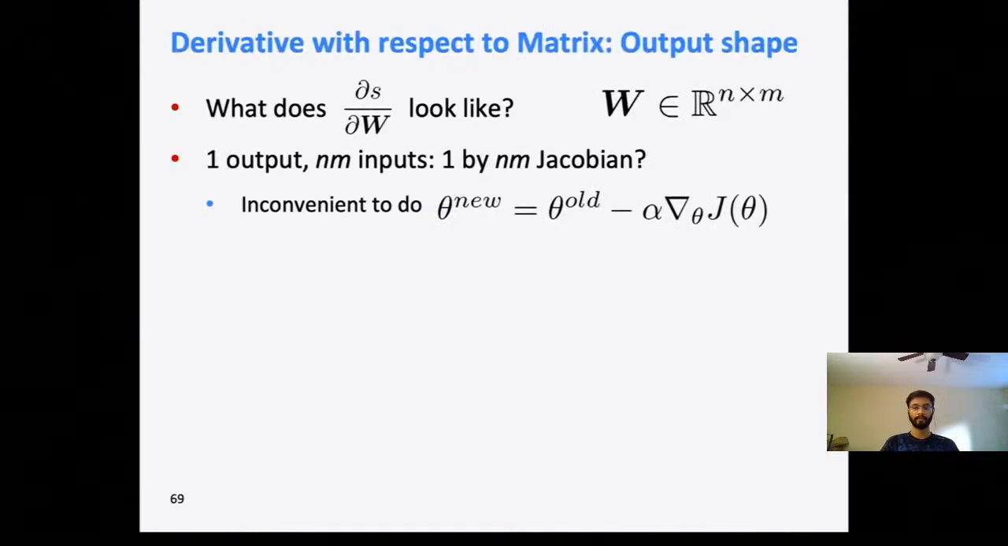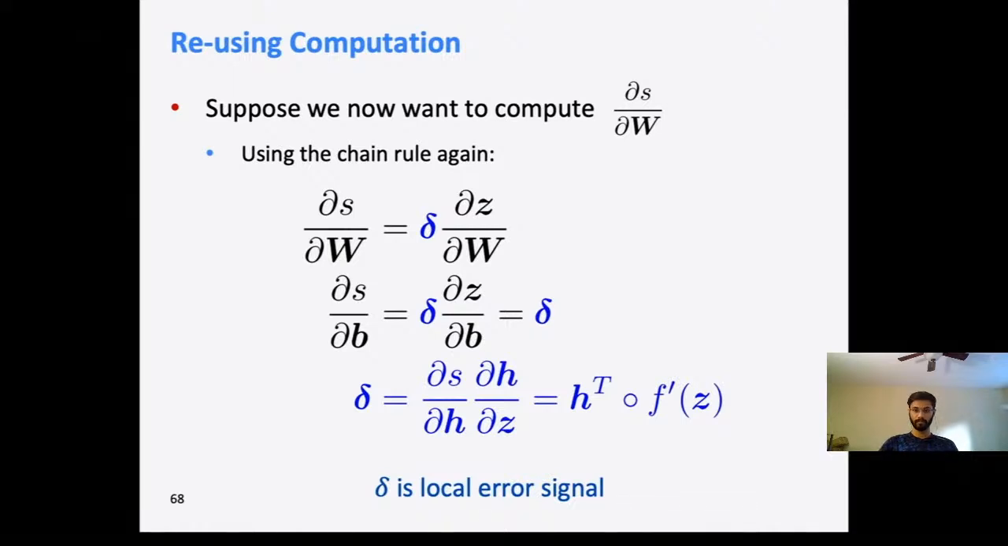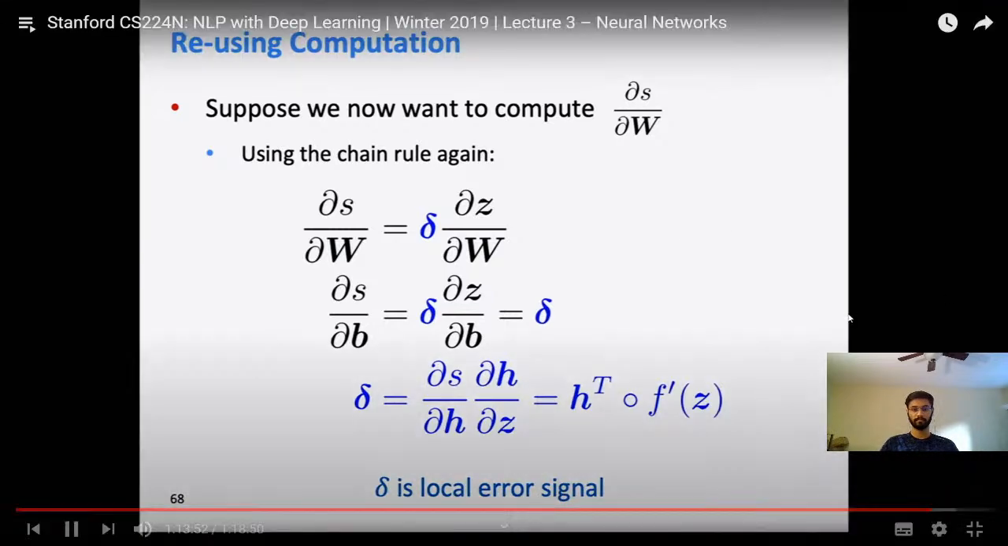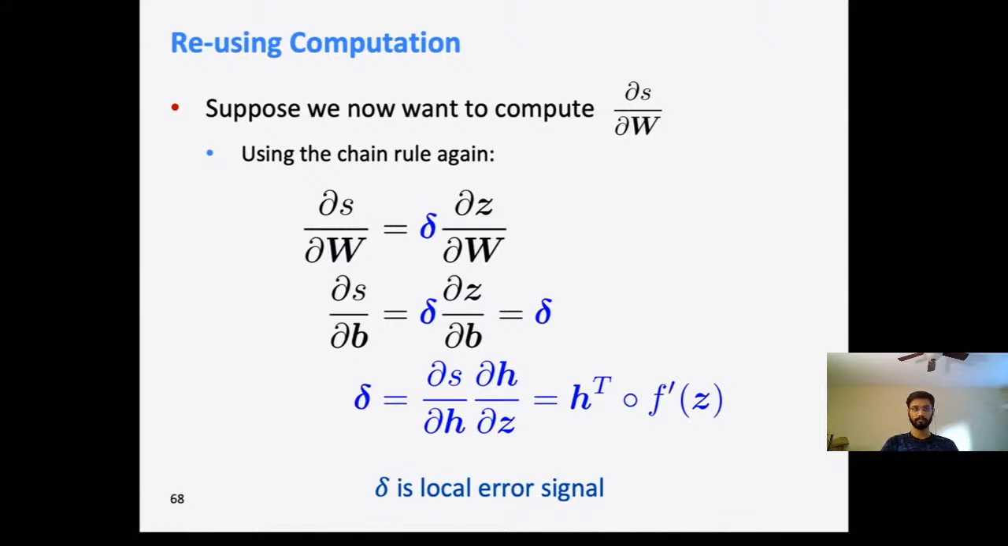Okay, so there's sort of two things still to do. One is, it'd be kind of useful to know what the partial derivative of s with respect to w actually looks like. I mean, is that a number, a vector, a matrix, a three-dimensional tensor? And then we actually want to work out its values.